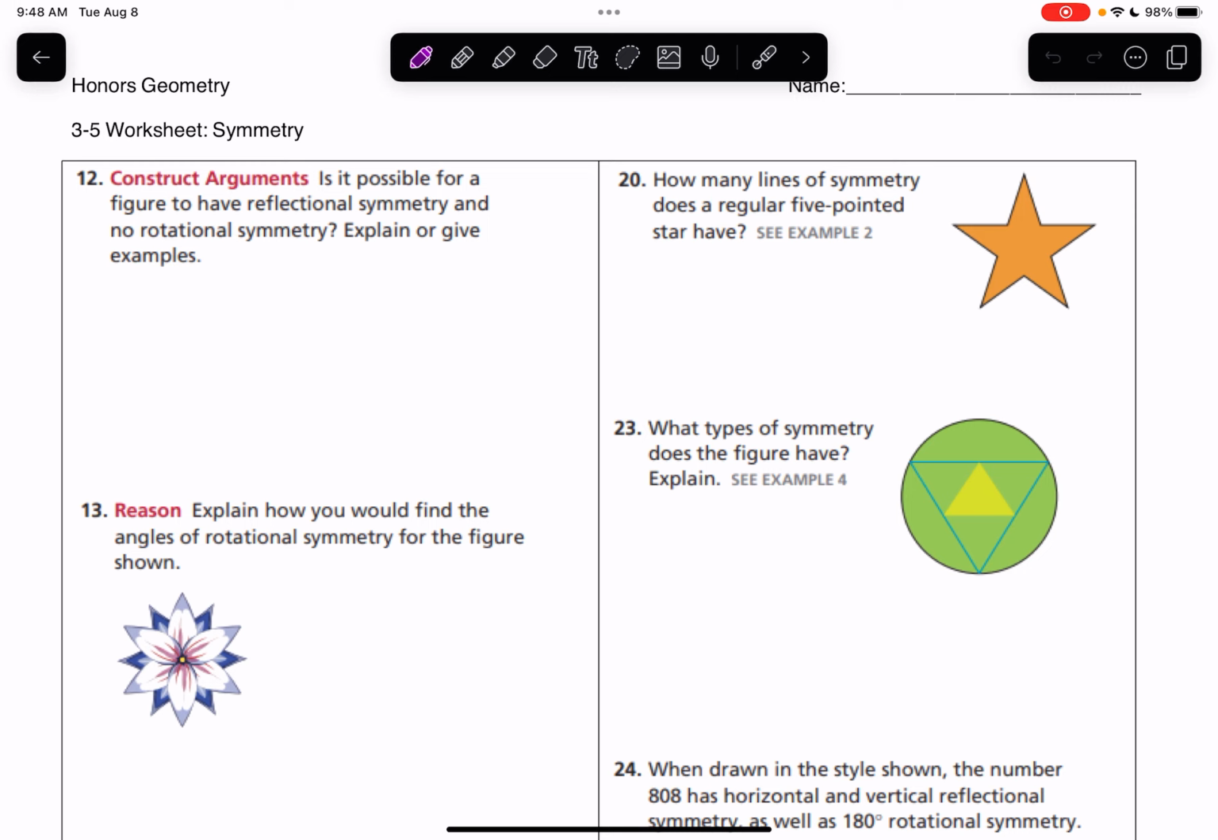Number 12. Is it possible for a figure to have reflectional symmetry and no rotational symmetry? Explain or give examples. Yes, it is very possible for that to happen. There's lots of options that you could use to show. One thing that you could use would be maybe an arrowhead shape like this.